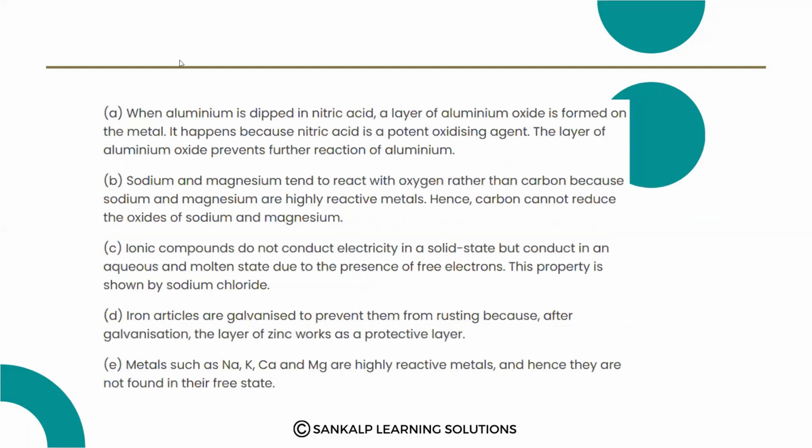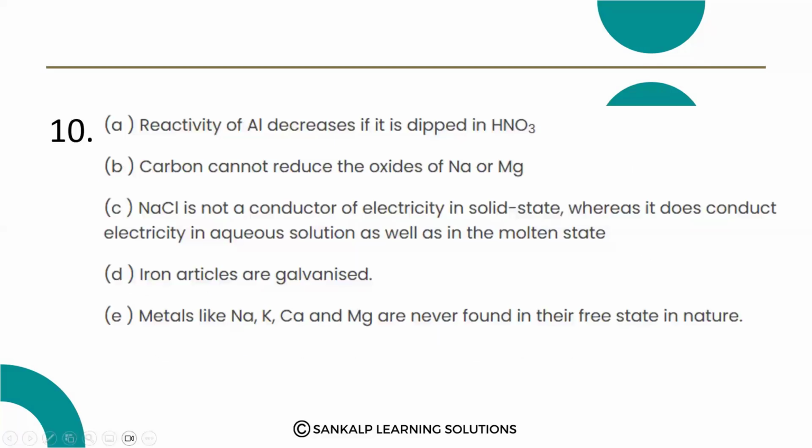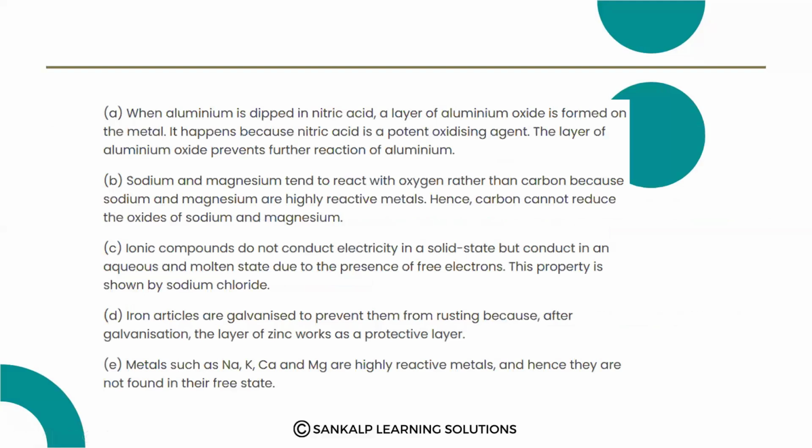When aluminium is dipped in nitric acid, a layer of aluminium oxide is formed on the metal. It happens because nitric acid is a potent oxidizing agent. The layer of aluminium oxide prevents further reaction of the aluminium. Second question, carbon cannot reduce the oxides of sodium and magnesium. Sodium and magnesium tend to react with oxygen rather than carbon because sodium and magnesium are highly reactive metals. Hence, carbon cannot reduce the oxides of sodium and magnesium.